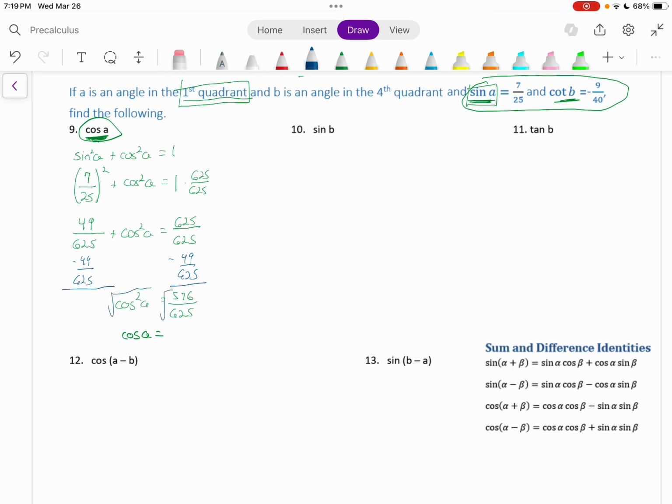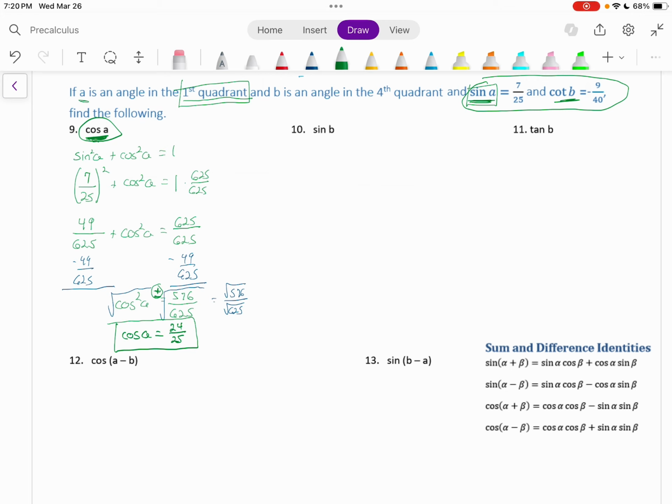So we're going to take the square root of both sides. Now, we don't put this in our calculator, square root of 576/625. Go ahead and take the square root of 576 over the square root of 625. Do those separately, and you will see that you get 24 over 25. And that is our answer for number 9. And again, normally we put plus or minus here, but we know that it's positive because A is in the first quadrant.